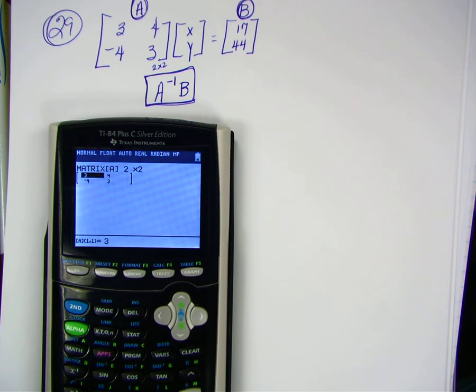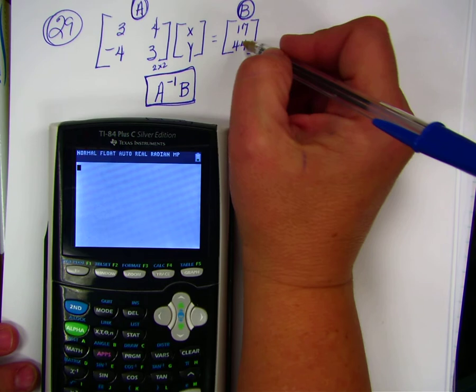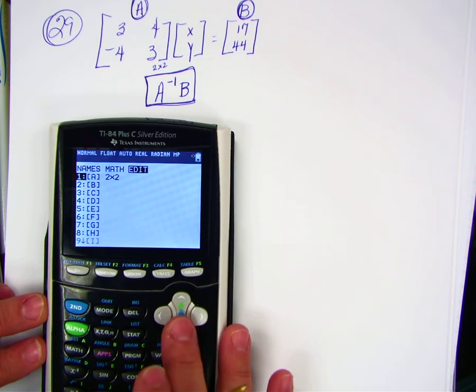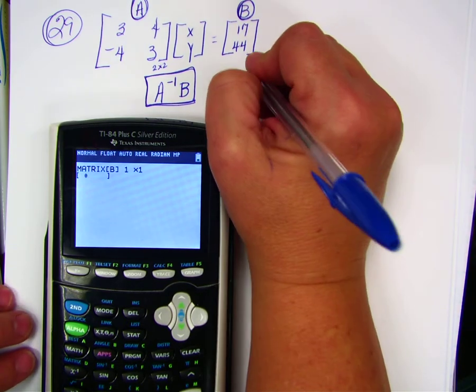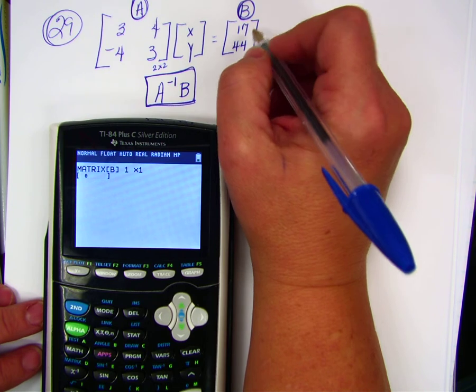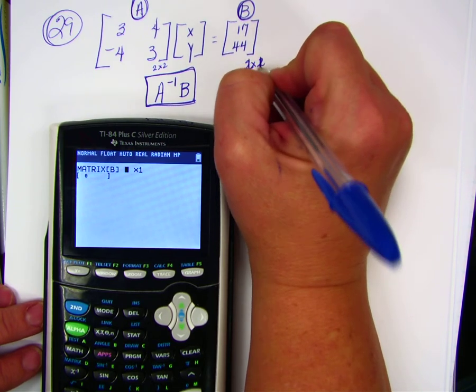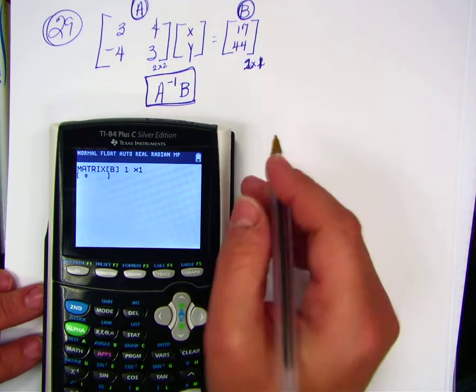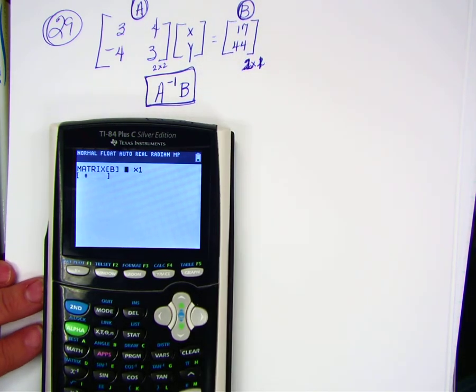Now, once I get that, I got to quit. Otherwise, the calculator will keep putting numbers into the matrix. So second and quit. Now I have to put B in there. What are the dimensions of B? 1 and 2. It's a 1 by 2. 1 row, 2 columns. Oh no, it's a 2 by 1. Sorry. It's 2 rows, 1 column. 2 by 1. And if we'd put that in there, then we would have seen that it didn't work.